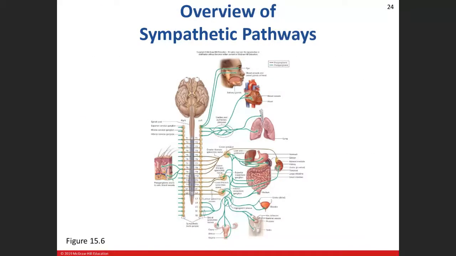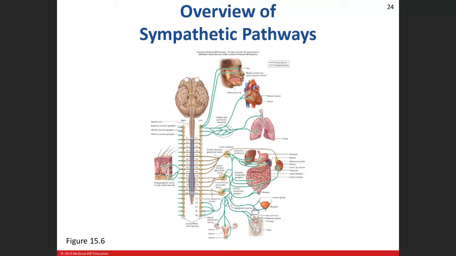All right, so here you can see these right here are going to be your cervical ganglia. The superior cervical ganglion is going to innervate up in the head, in the neck there, and some of the glands. And then the middle and inferior are going to innervate the thoracic viscera there, heart, lungs, tissues down there too, okay?